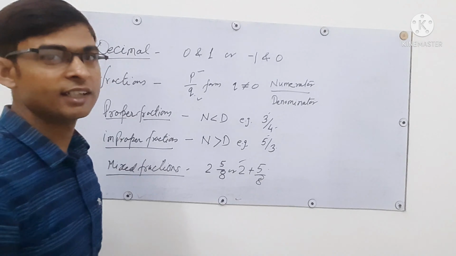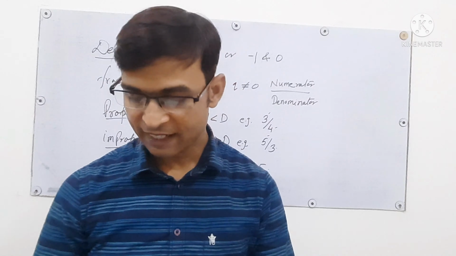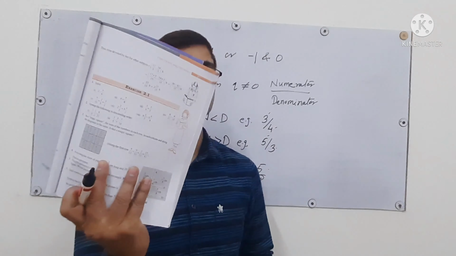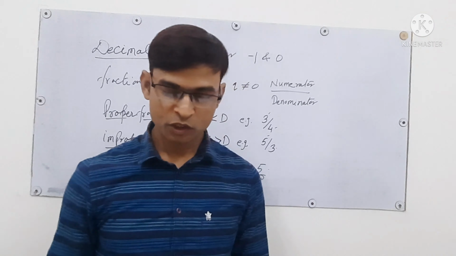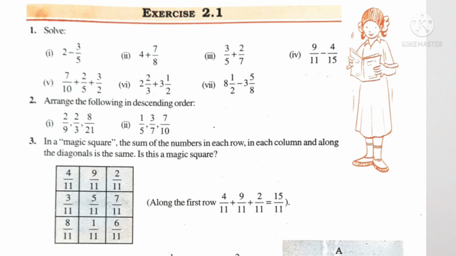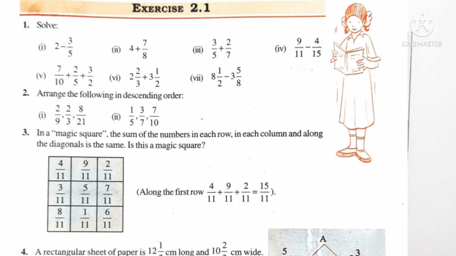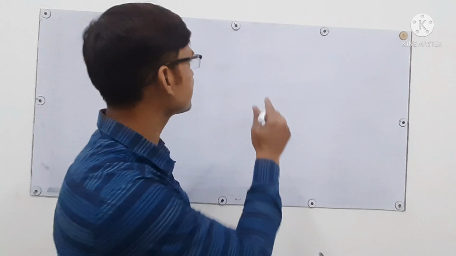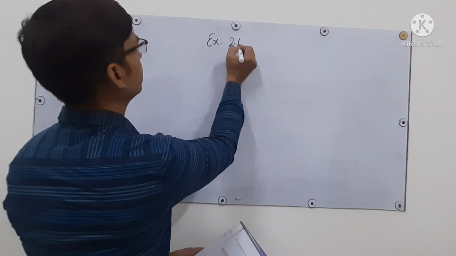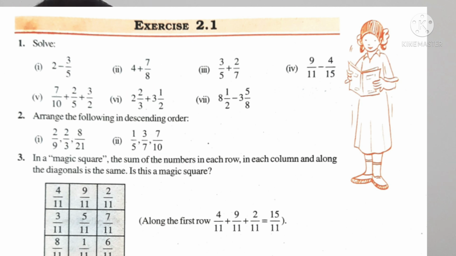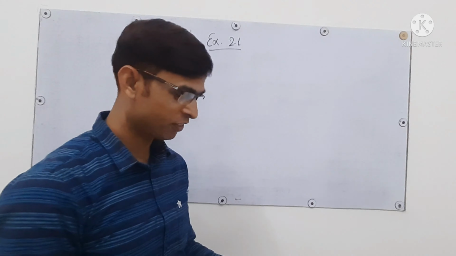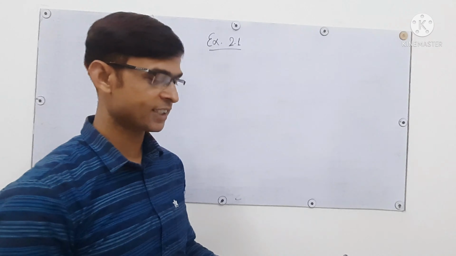Okay, so now we will solve the exercise as given in the textbook, that is exercise 2.1, and you can now see its questions on your screen also. Okay students, now we will solve this exercise, exercise 2.1. In this exercise there are 8 questions, and in today's session we will do 4 questions of this exercise.